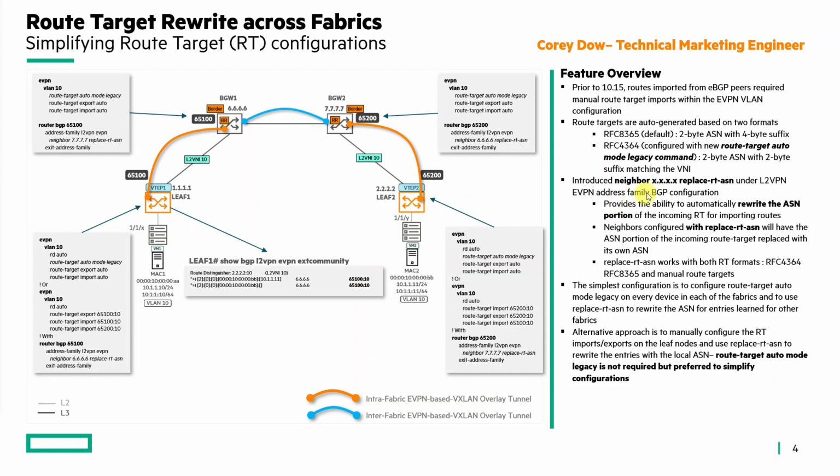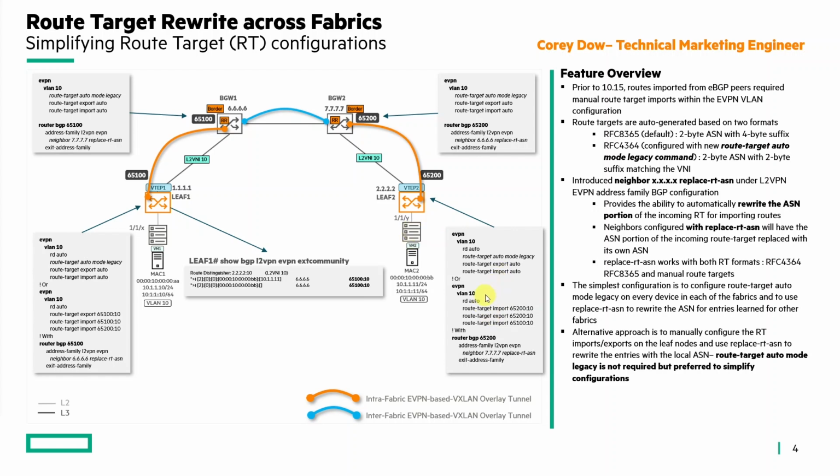And the neighbor replace RTASN is configured within the BGP context, as you see here underneath the EVPN context. What this allows you to do is allow this router to rewrite whatever the incoming route target is with the ASN of that specific router itself.